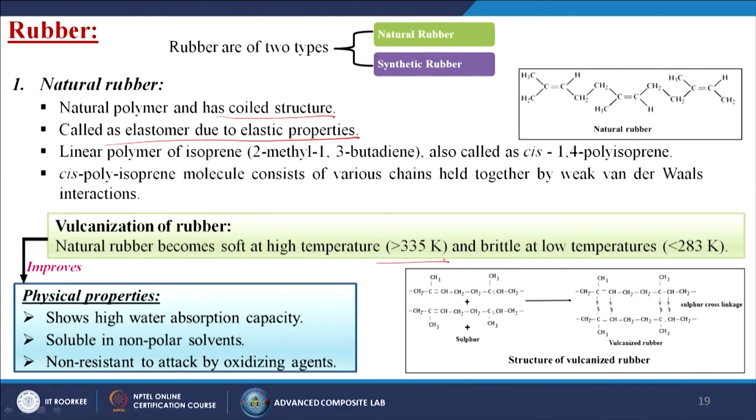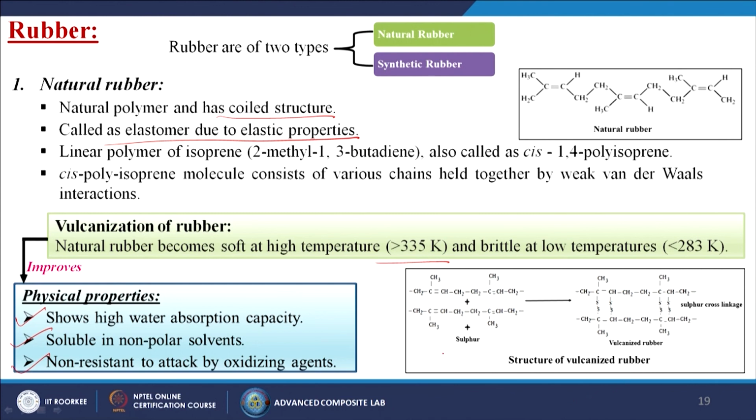Generally, natural rubber becomes soft at high temperature, more than 335 Kelvin, and brittle at low temperatures, generally less than 283 Kelvin. Vulcanization improves the physical properties. Natural rubber shows high water absorption capacity, is soluble in non-polar solvents, and is not resistant to attack by oxidizing agents.